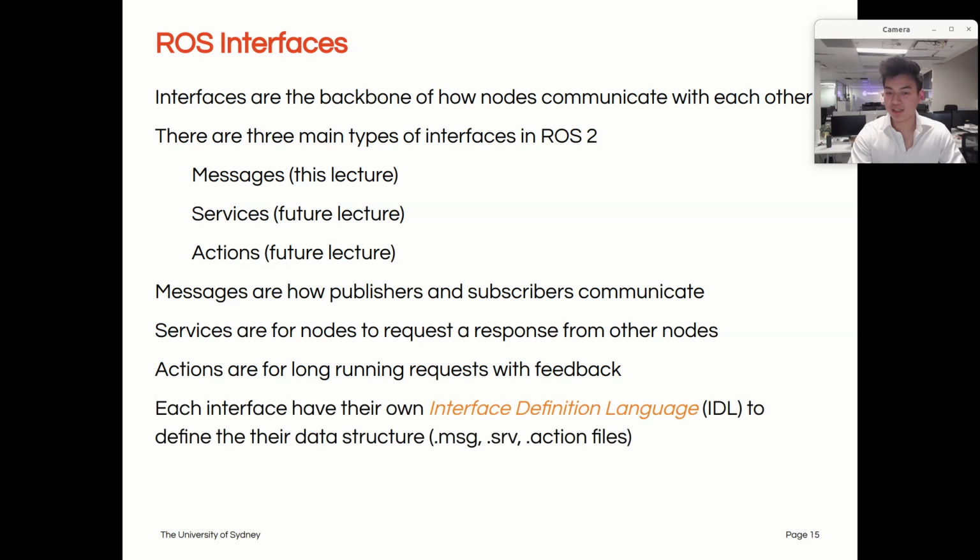Each interface has its own IDL. If you see ROS IDL, it stands for ROS Interface Definition Language, and the interface definition language is how these interfaces' data are defined. So these are the data structures for these interfaces. They're basically files, .msg files, .srv files, or .action files for messages, services, and actions respectively. So let's take a closer look at messages.